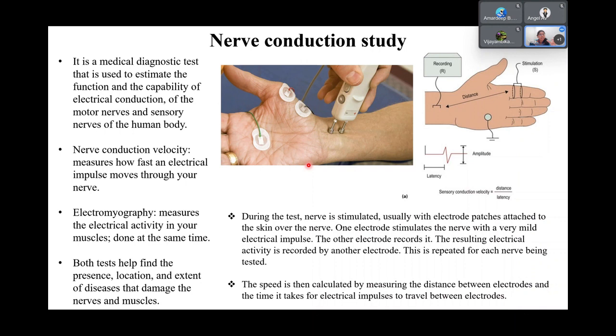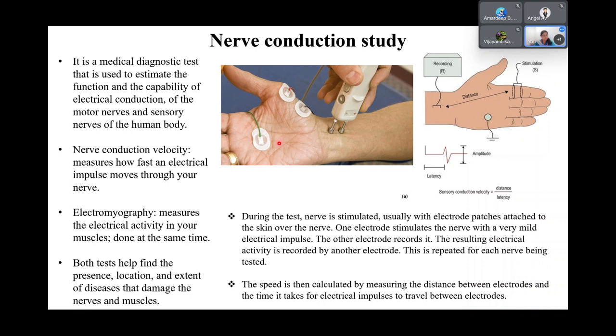So you have this kind of setup here. And what happens is you stimulate a nerve. So you have these electrode patches, which are connected, right? So when you stimulate a nerve, one of the electrodes gets stimulated with a very mild electric impulse. And as and when that electrode is stimulated, the other electrode records it. And the resulting electrical activity is recorded by another electrode.